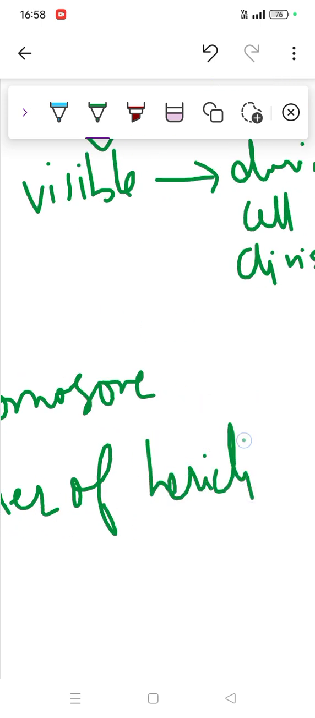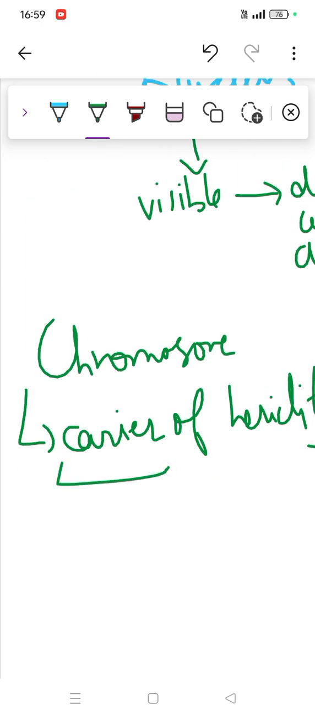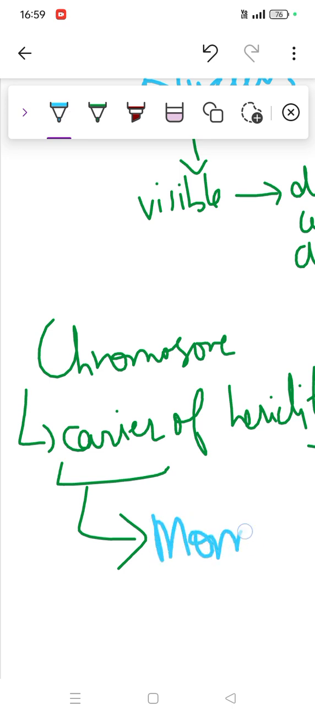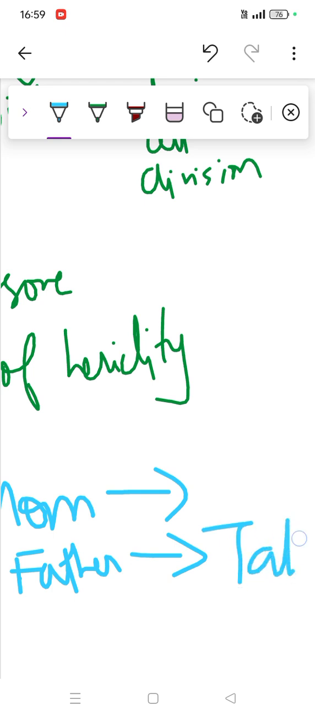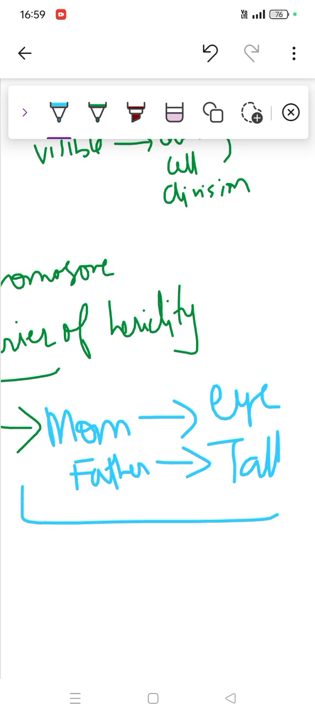Carrier of heredity means it is working as a carrier, like a team carrying out all the information. So if your eyes quite resemble your mom's, and your height really resembles your father's, this means you are both tall and your eyes are of the same color. This means there is a transfer of the genes, a transfer of chromosomes. The gene is something different; a gene is present inside the chromosome.